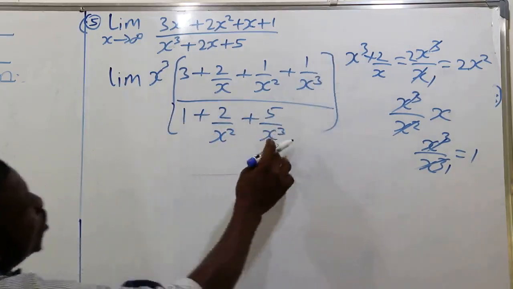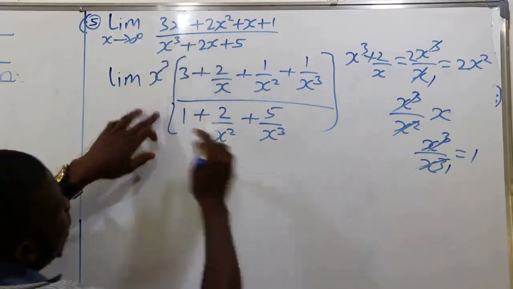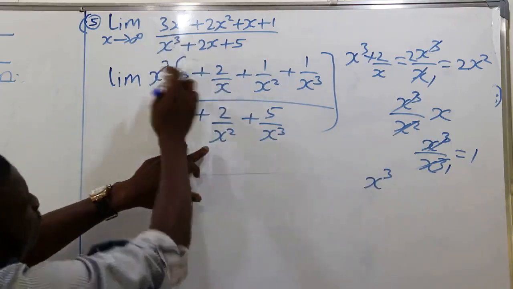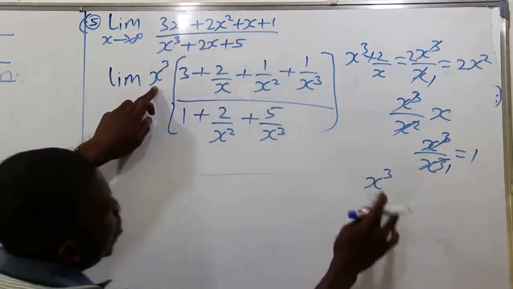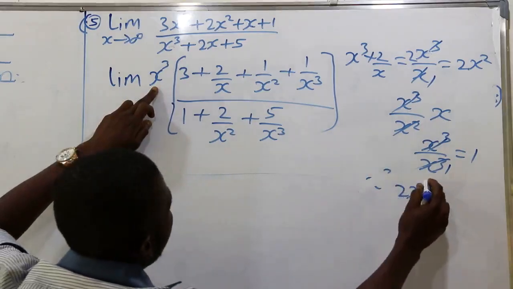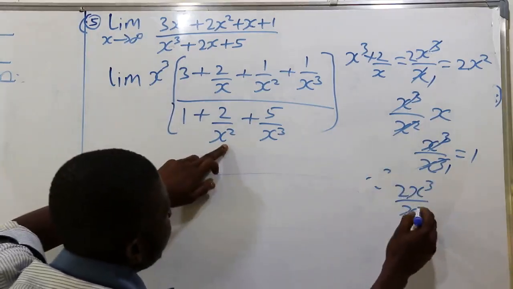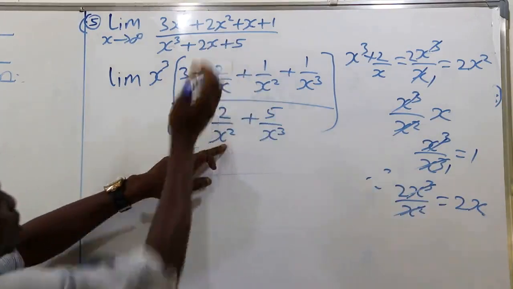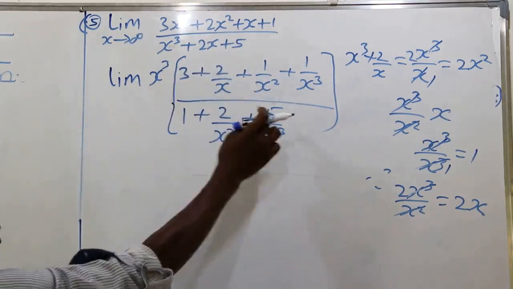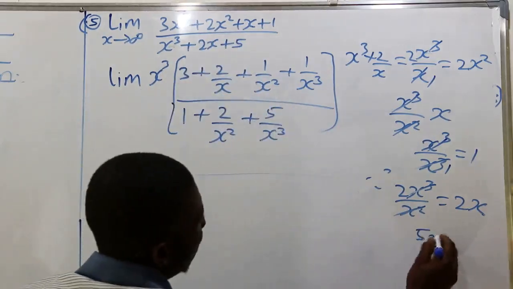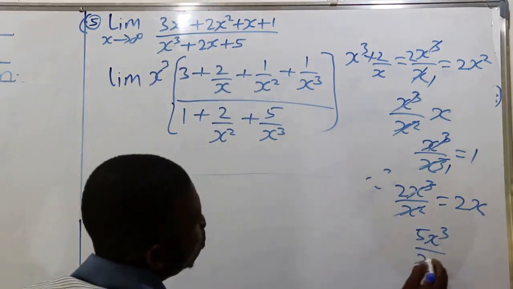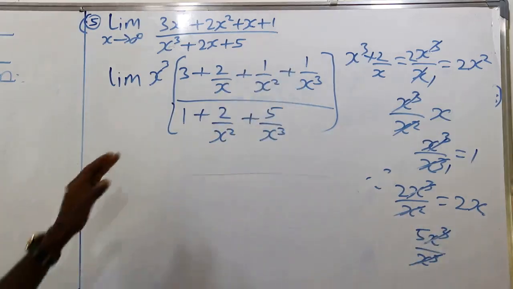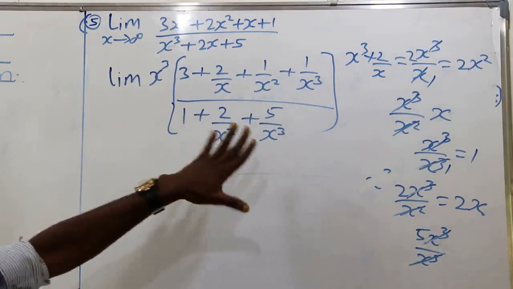To cross check for the denominator, x cubed is common. X cubed times 1 gives us x raised to power 3. Also, for the second one, x cubed times 2 will give us 2x raised to power 3 divided by x squared. X squared will cancel from x cubed, it will remain 2x. For the last one, x cubed times 5 will give us 5x raised to power 3 divided by x cubed. So x cubed will cancel x cubed, it will remain ordinary 5. Provided that our x is not equal to 0.